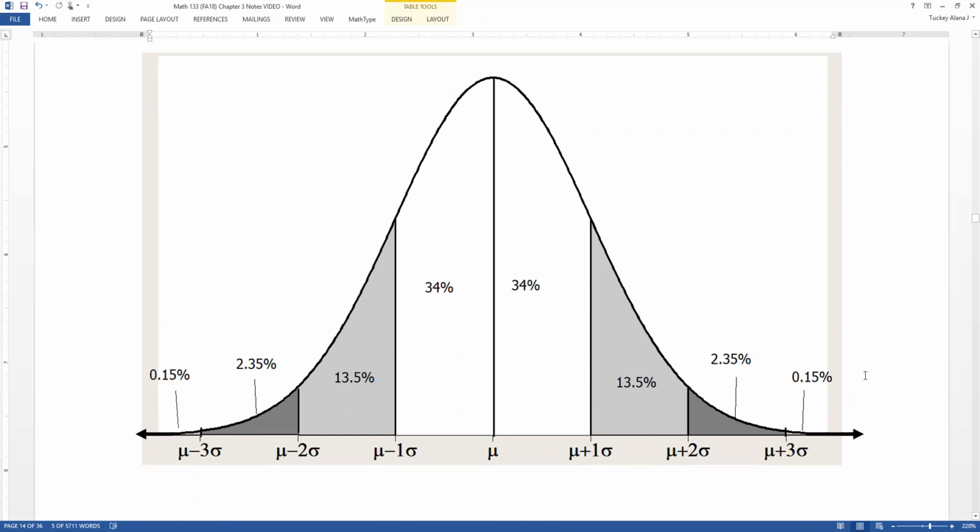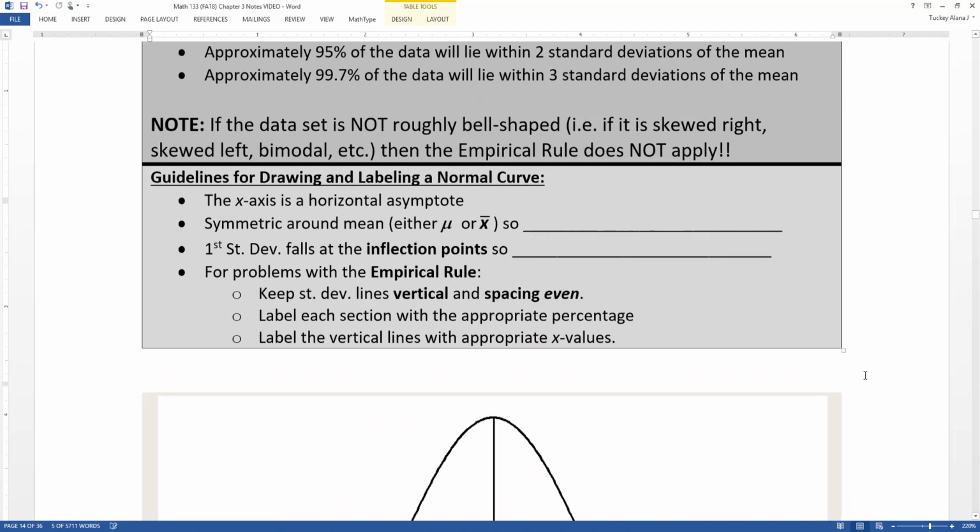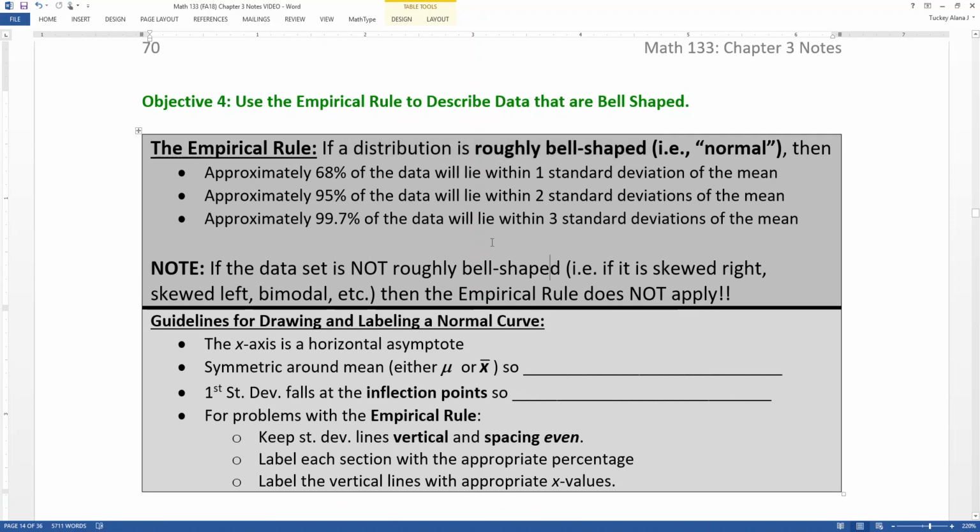If it has that shape, which is a big if, because lots of data sets do not have that shape, but if it does, then approximately 68% of the data will lie within one standard deviation, 95% of the data will lie within two standard deviations, and 99.7% of the data will lie within three standard deviations of the mean.